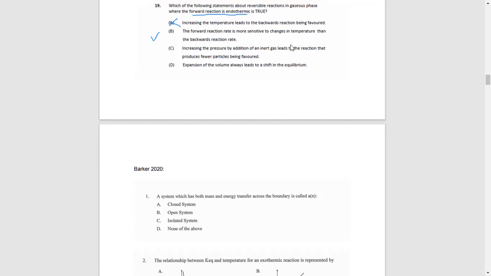Increasing the pressure by an addition of an inert gas leads to the reaction that produces fewer particles being favored. No, it doesn't, regardless of that. Expansion of the volume always leads to a shift in the equilibrium. And no, it doesn't again, because if you don't have gases, the volume doesn't matter. And if the gases do have the same number of moles on both sides, then again, it won't matter. So quite clearly, B is your appropriate answer here.